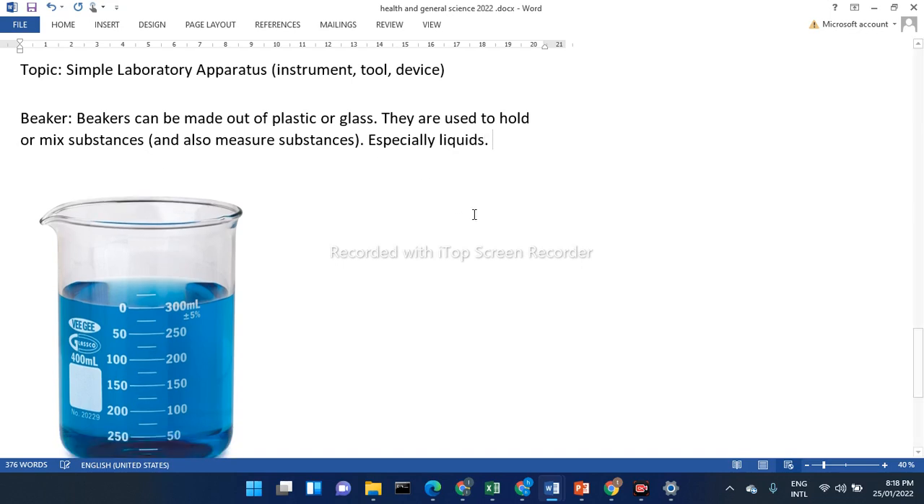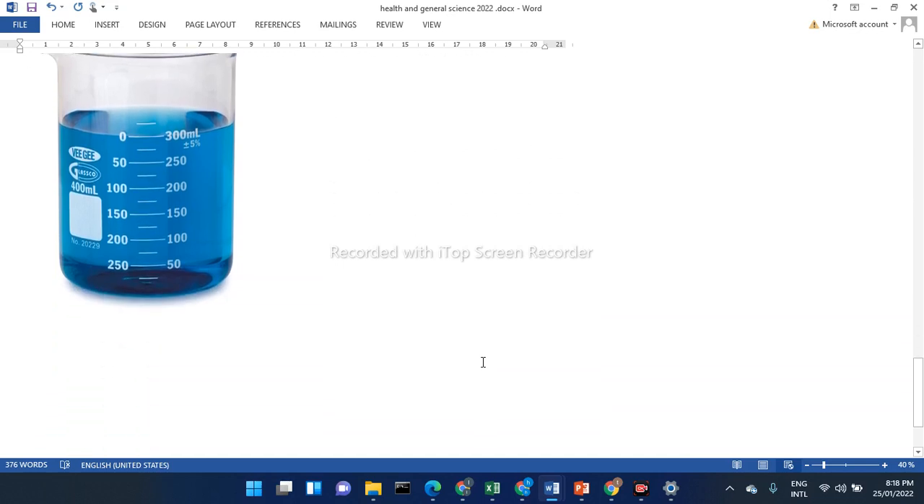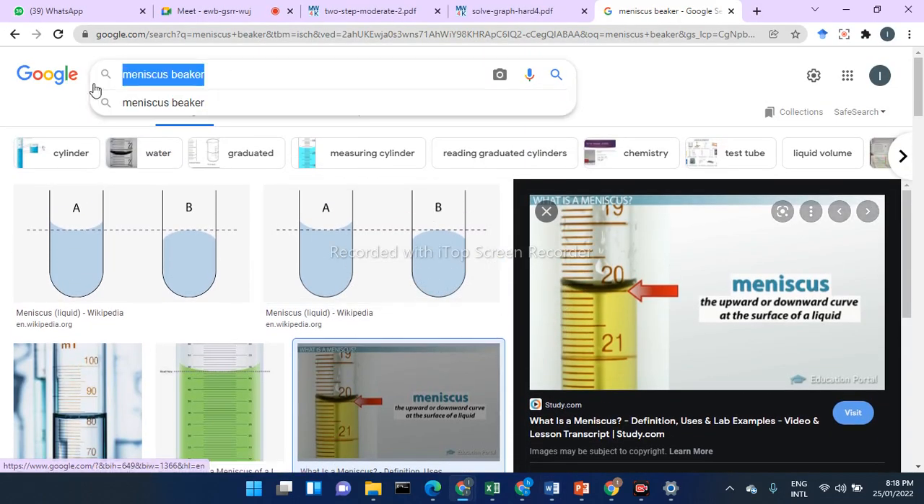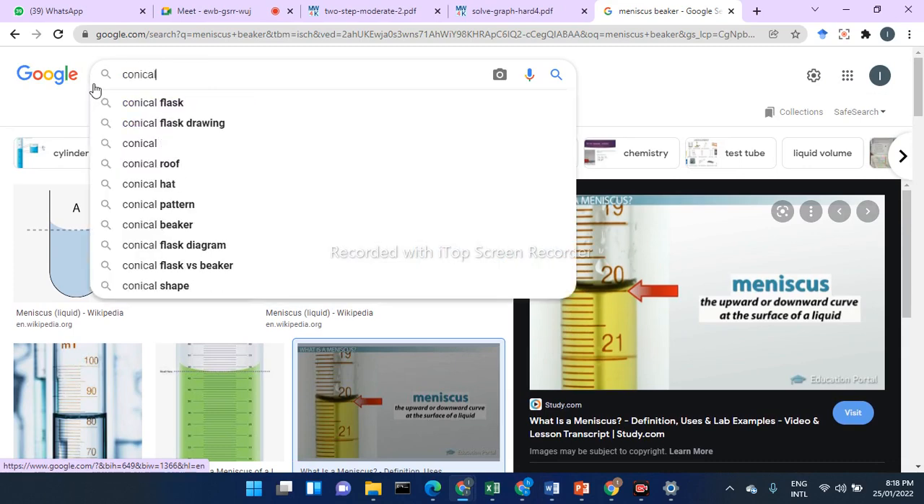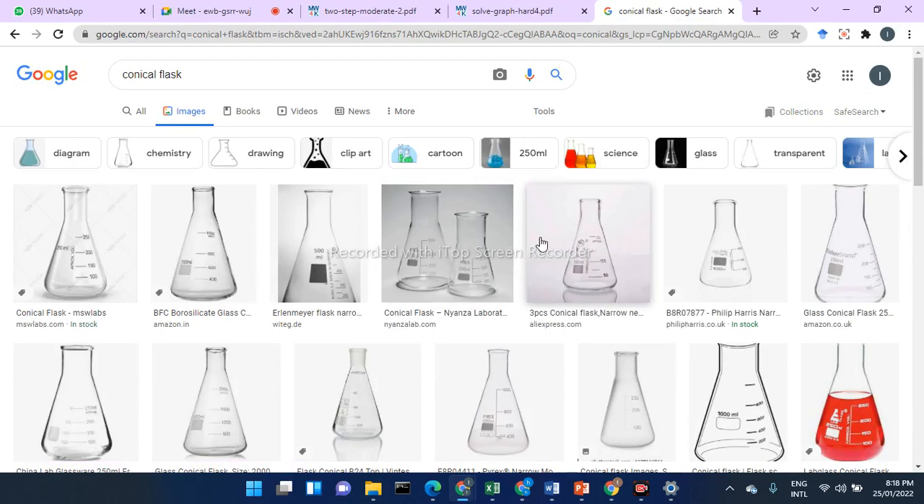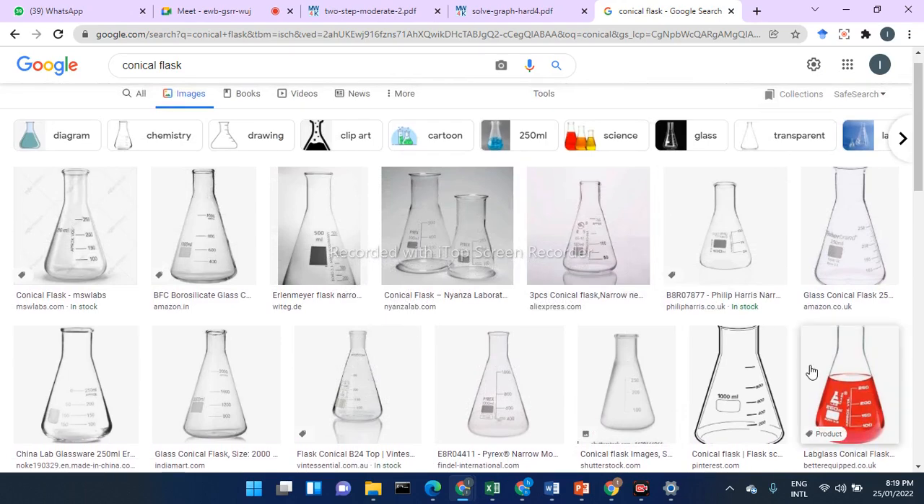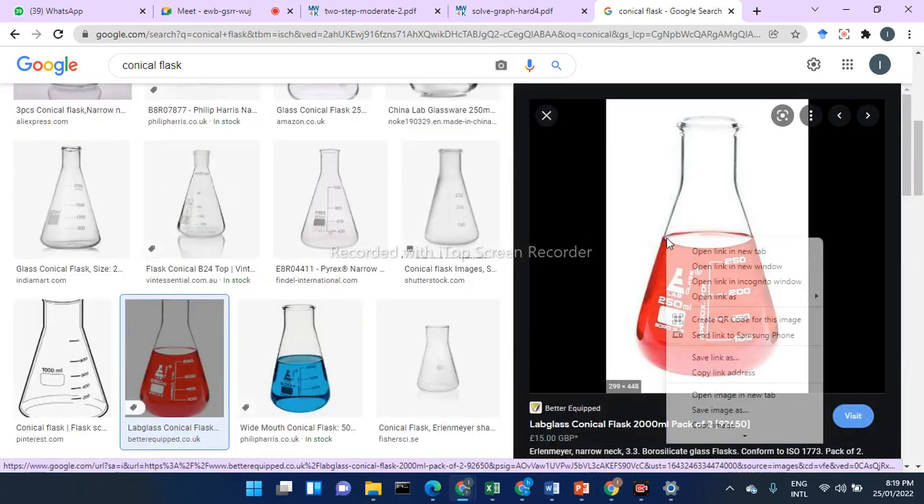All right. So the next one that we're going to talk about, so we talked about the beaker. This is a holding or measuring instrument. The next thing is the conical flask, like we saw before. The same thing as the beaker, it's used to measure and hold stuff. Anyone ever use this in real life or see it in real life? I saw it in real life.